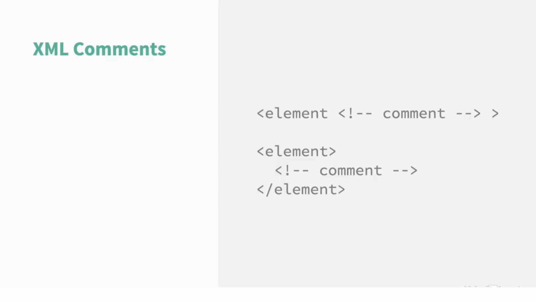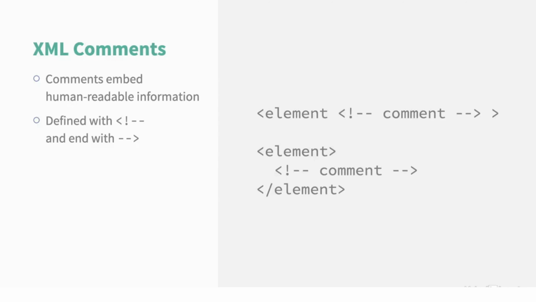Comments are intended to embed information inside XML data that are readable by humans. They are analogous to comments in other programming languages that you might have seen, such as JavaScript. They don't actually affect the document data. They're just there for people to read them. They're defined with an opening angle bracket followed by 2 dashes and an exclamation point, and they end with 2 dashes and a closing angle bracket, just like they do in HTML.